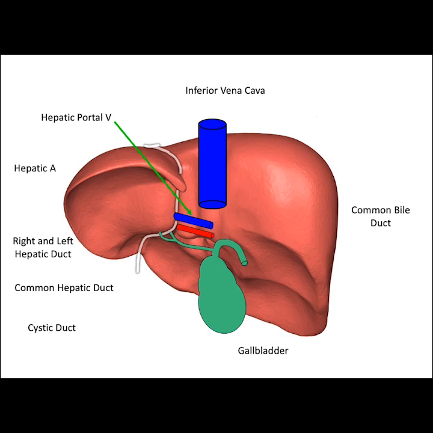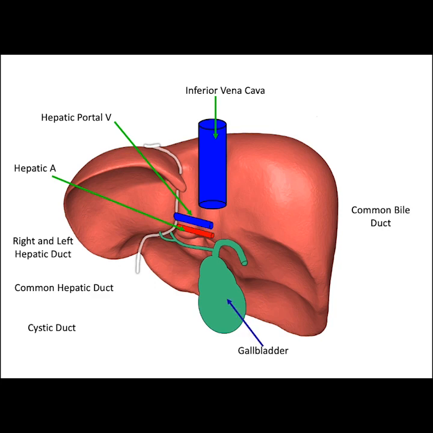The hepatic portal vein delivers blood from the digestive organs. The hepatic artery delivers blood from the aorta, rich in oxygen and nutrients. Blood exiting the liver will enter into the inferior vena cava vein, which delivers the blood to the right atrium of the heart.